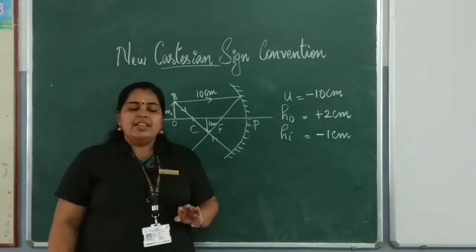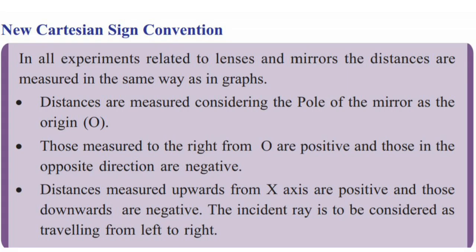So again the 3 points. Distances are measured considering the pole of the mirror as the origin. So all distances are measured from the pole. Second one, those measured to the right from O are positive and those in the opposite direction are negative. Third one, distances measured upward from x-axis. Here x-axis means principal axis. Distances measured upwards are positive and those downwards are negative.